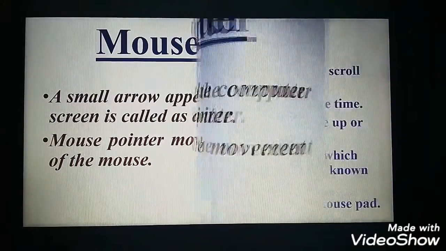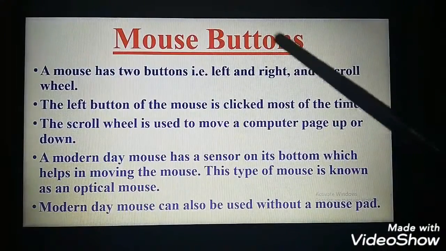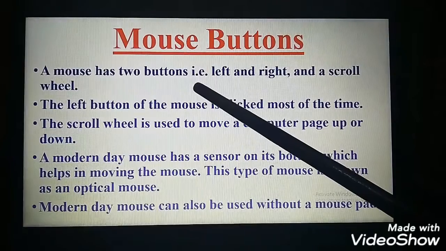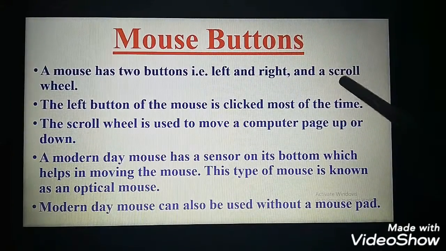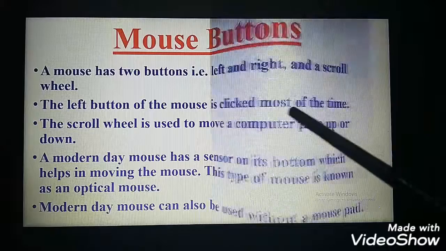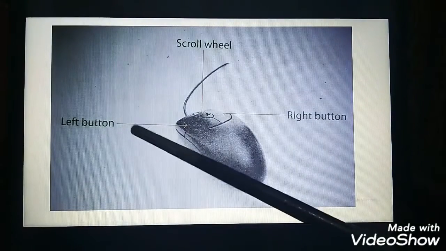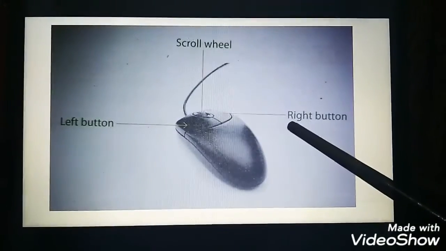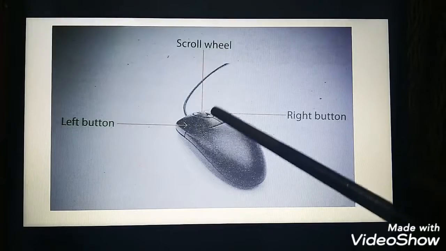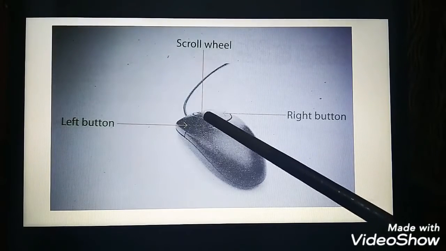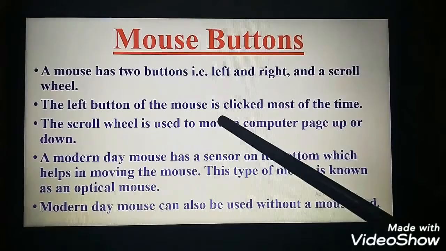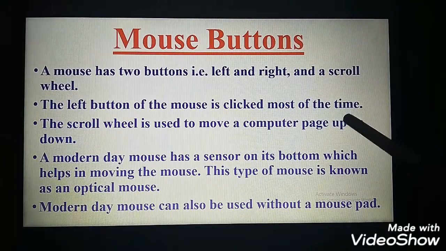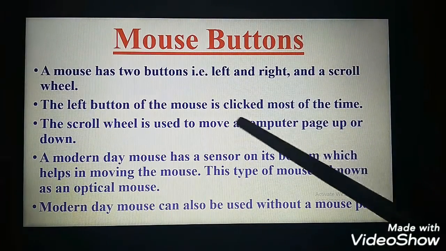Our next topic is mouse buttons. A mouse has two buttons, that is left and right button, and a mouse also has a scroll wheel. You can see here, this one is the left button, this is the right button, and this wheel is the scroll wheel. The left button of the mouse is clicked most of the time.